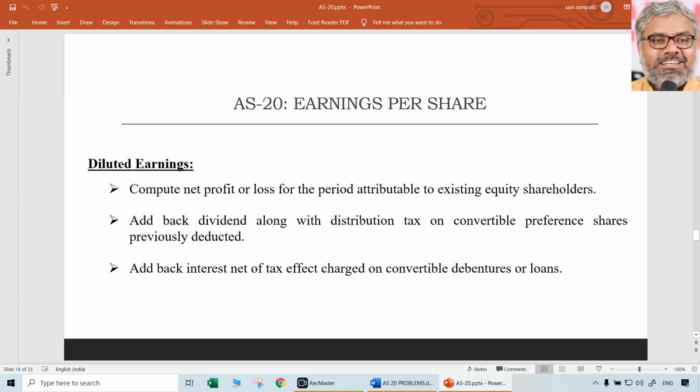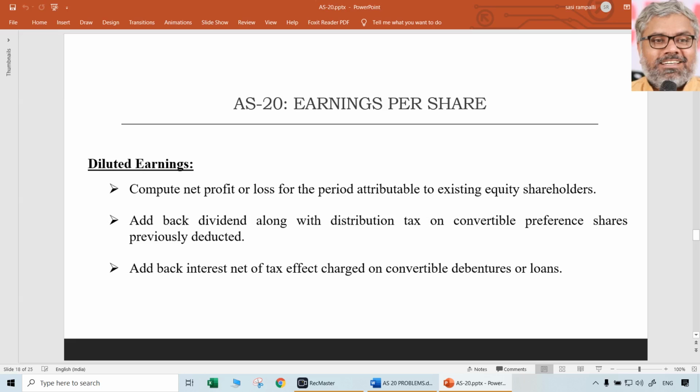Of course, diluted earnings can be calculated by taking the original earnings, adding back the dividend related to convertible preference shares, along with DDT, that is dividend distribution tax, if any, and adding back the interest that is saved minus the tax that is now not saved. So after net of tax, whatever interest can be saved will be added back to the profits attributable to the existing equity shareholders, which was used for basic EPS. These two adjustments give us diluted earnings in the numerator.